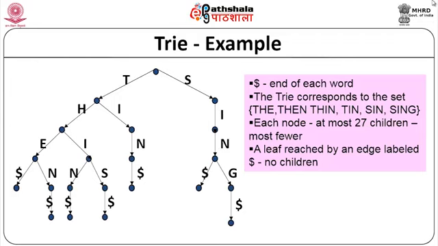Now, after TH, let us see what comes. So, now you are at TH, after H what comes? E comes and I comes after H. So, after H you have E and I. We will finish that left hand side first. So, now you have finished with THE, THEN, and THI.